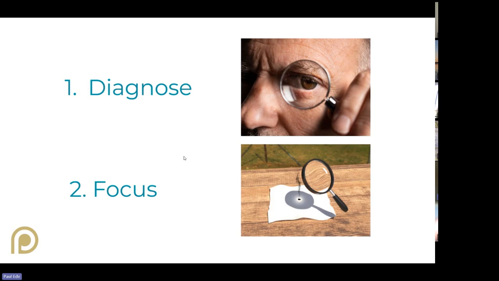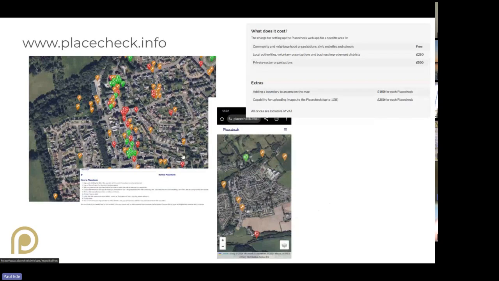But the reason I've said that is that Place Check is a tool that I use for the diagnosis phase, for the first bit of the engagement process. And I would use Place Check to launch. I do like a starter launch day to let the community know what's happening and that the process has started. And I would use that day to launch this online survey tool.